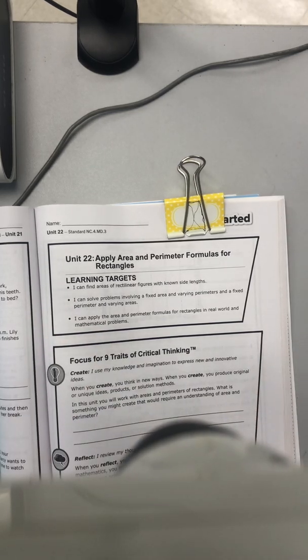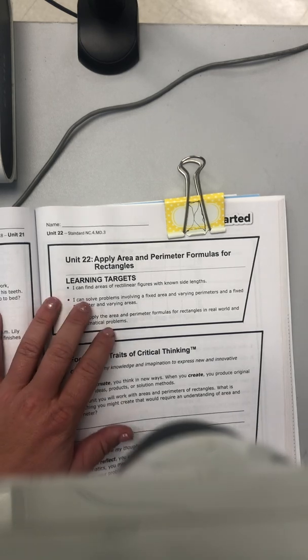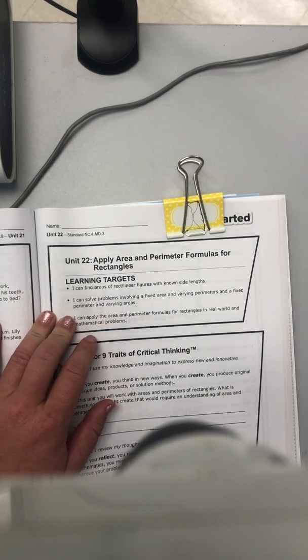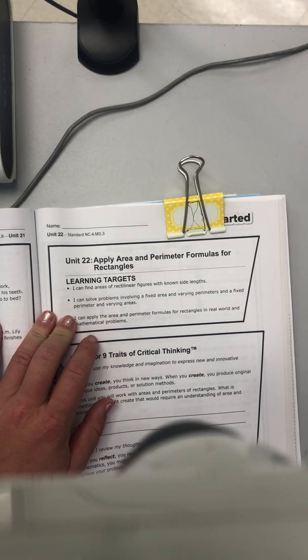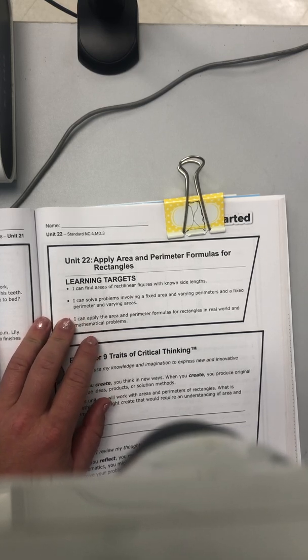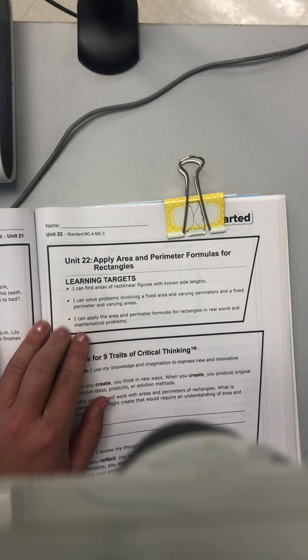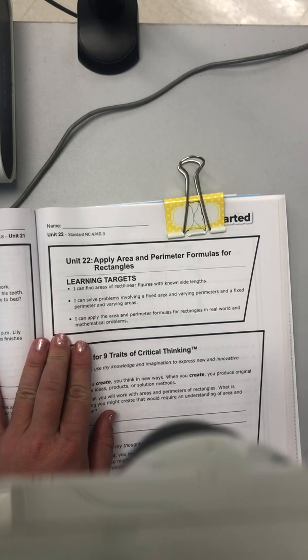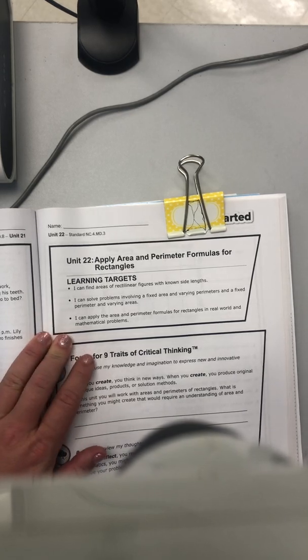The learning targets are: I can find area of rectangular figures with known side lengths. I can solve problems involving a fixed area and varying perimeters and a fixed perimeter and varying areas. Ava, put that up, please. I can apply the area and perimeter formula for rectangles in real world and mathematical problems.